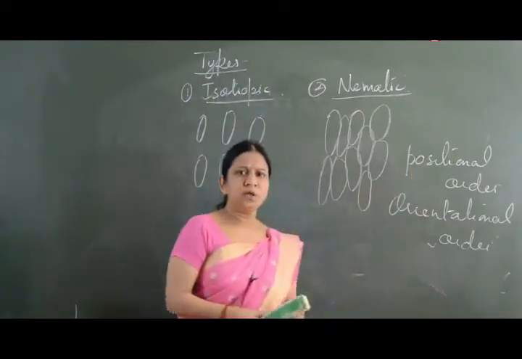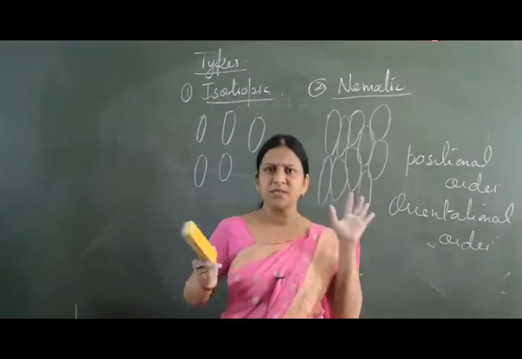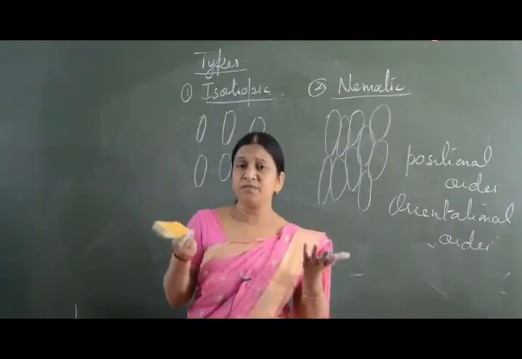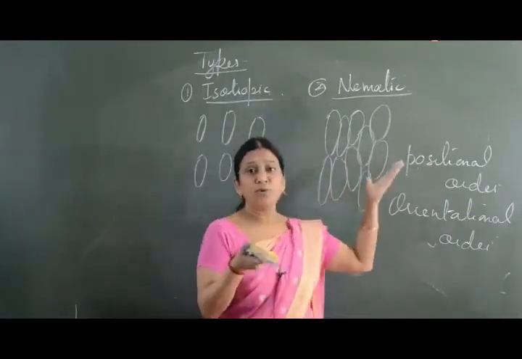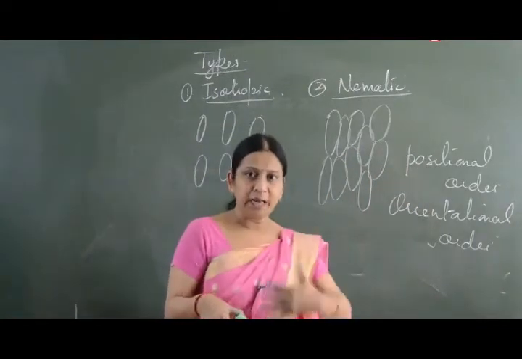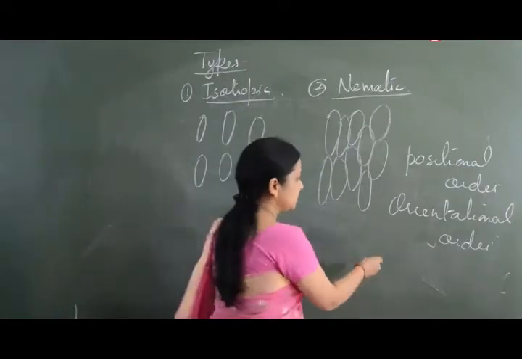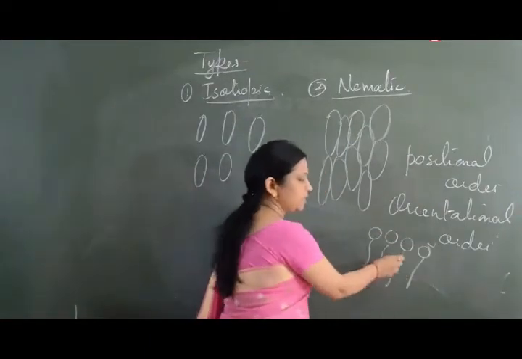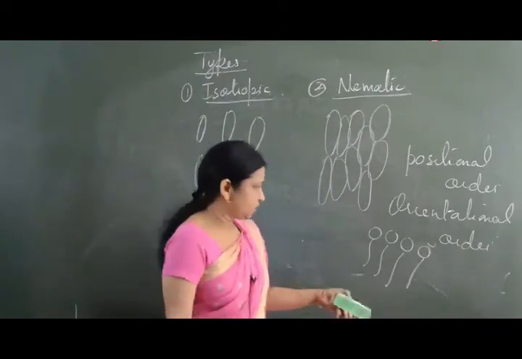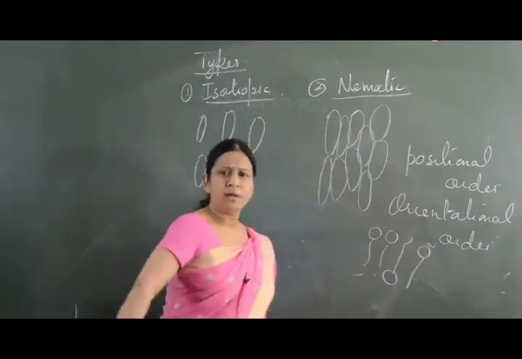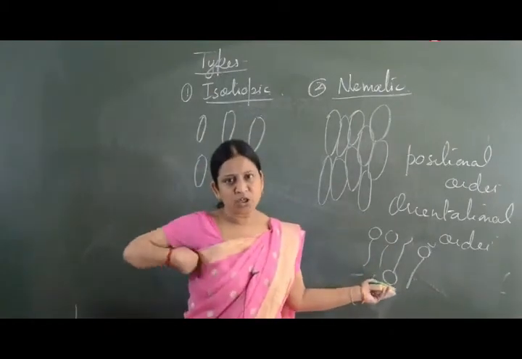Positional order means that the constituent particles are present at the lattice sites, as they are present in solids. Then we say that the solid is having positional order. Orientation means head on one side and tail on the other side. Suppose this is the structure, then this is the arrangement, and if the molecule is arranged this way, it is having orientational order, and if the arrangement is this way, the molecule is not having orientational order.